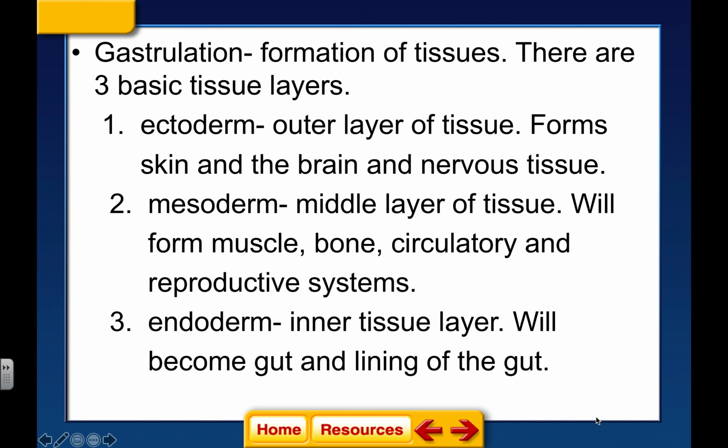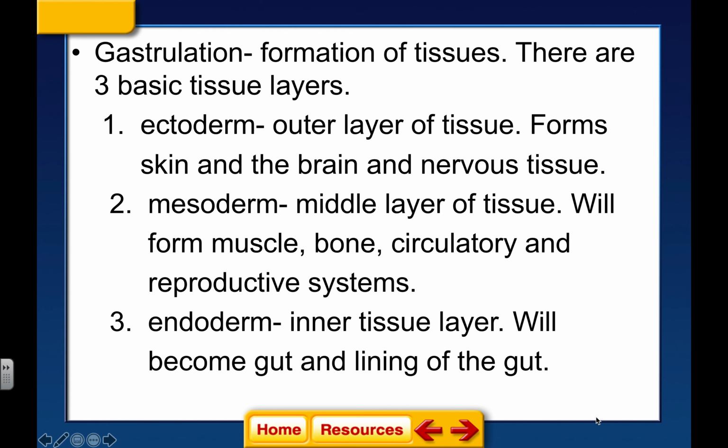Now, the Porifera, our sponges, they did not undergo gastrulation. They didn't have tissue formation. They were multicellular. They had multiple cells doing different jobs, but they weren't coordinated into tissues. Now we're getting ready to see our first phyla that actually has tissue formation.